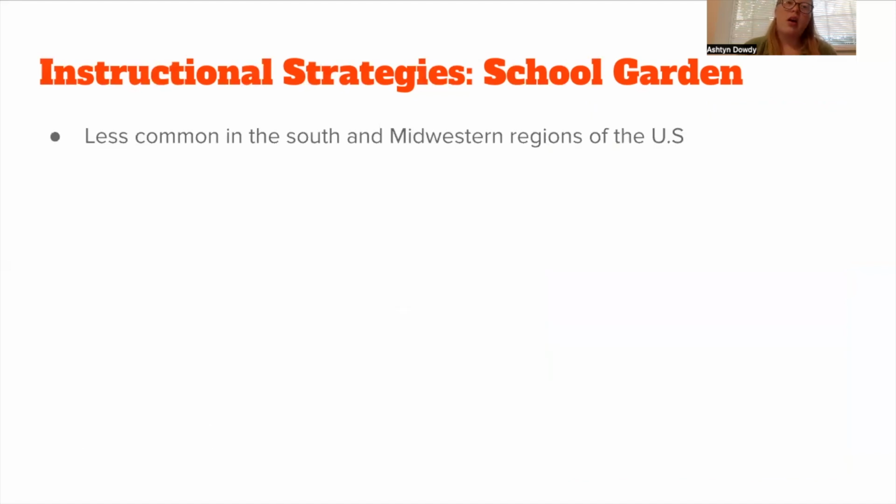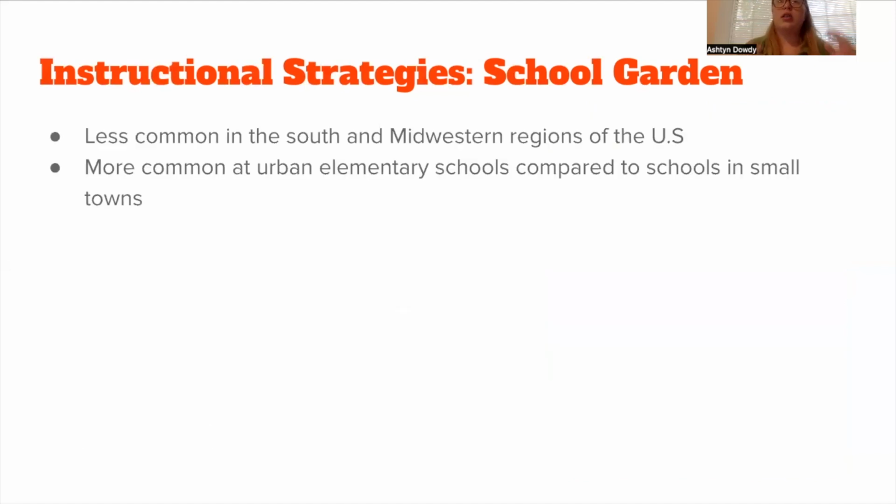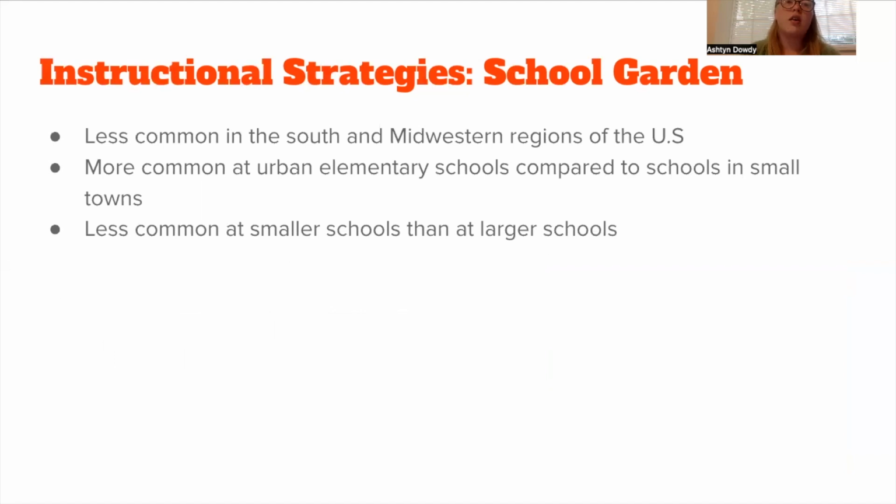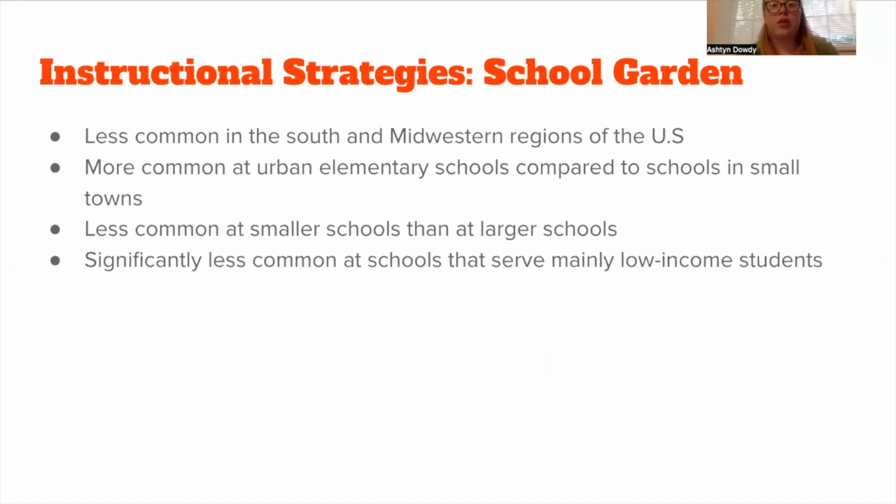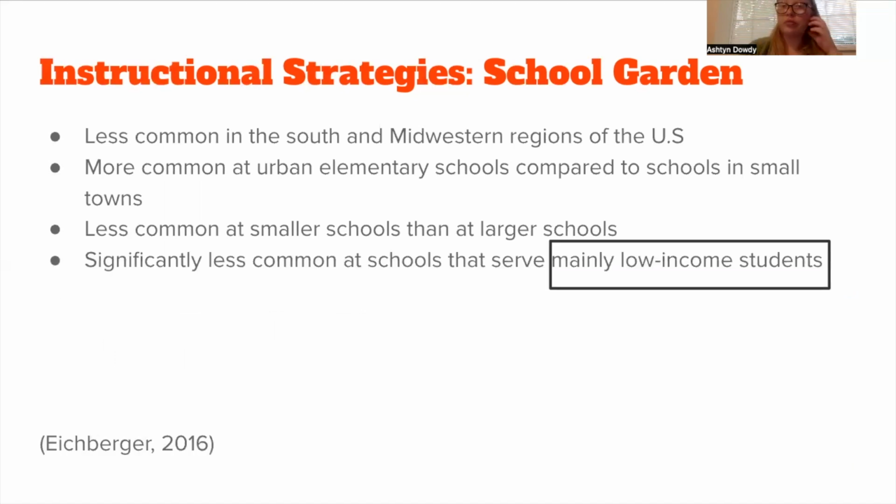Before we do that, just as a general idea, school gardens are much less common in the South and Midwestern regions of the United States. So that's us down here in Georgia. They're not quite as common. They're much more common at urban elementary schools as compared to schools in small towns. They're less common at smaller schools than at larger schools. And this one I really want to focus on: they're not very common at schools that serve mainly low income students. So again, students like we have in our own classrooms here.